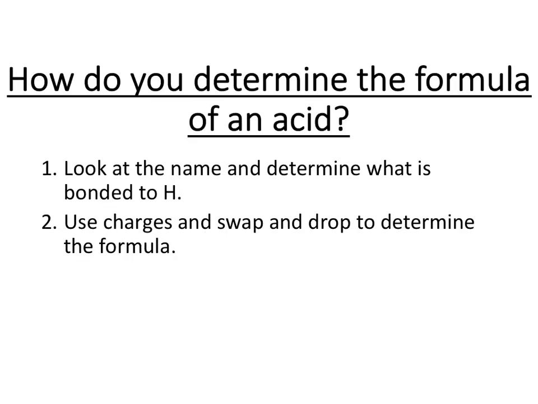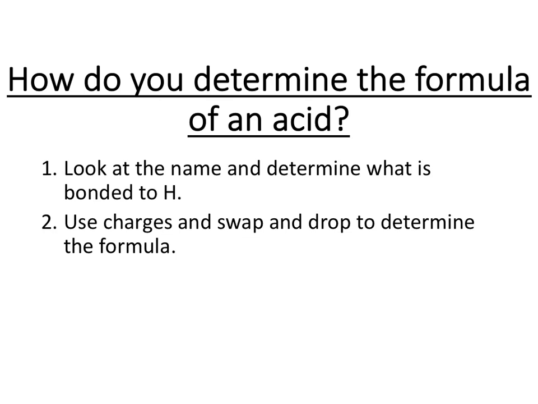All right, next we need to know how to determine the formula of an acid. What you're going to do here is look at the name of the acid, and by looking at the name of the acid, you have to determine what is bonded to H. So if you see hydro in front, you obviously know it's just going to be hydrogen and one other element, unless it's like the special polyatomic ides, right? Which is a rare thing.